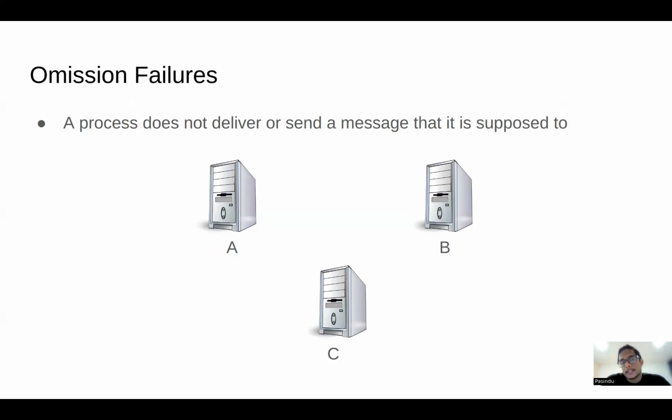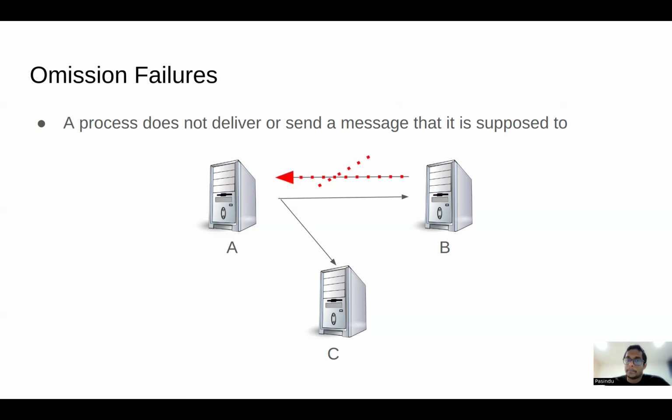The third type of failure is called omission failure. And the basic idea is the process does not deliver or send a message that it was supposed to send or deliver. For example, assume a distributed setup. Now let's assume some hypothetical algorithm. I'm just coming up with some algorithm just to illustrate this scenario. Now let's assume in our hypothetical algorithm, the first step is for node A to send a message to B and C. And the distributed algorithm specifies that upon receiving a message from A, node B should send a response back to A. Now this is what our algorithm says.